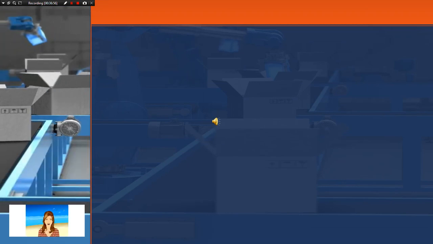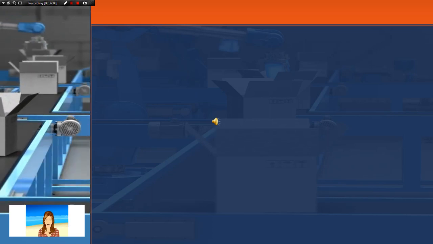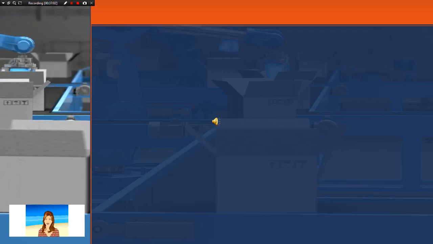Machine guarding safety, adjustable guards. They allow flexibility in accommodating various sizes of stock.